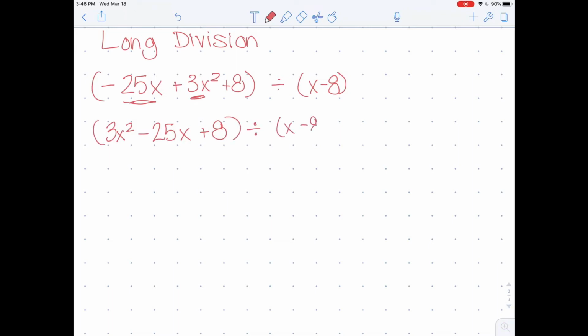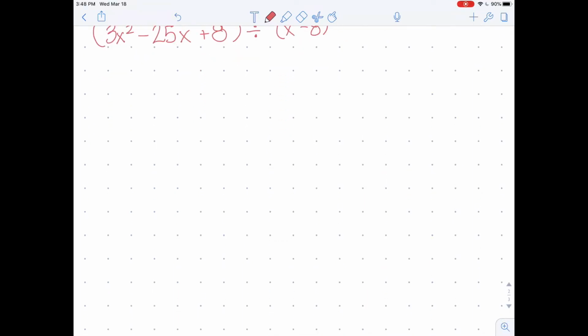x minus 8. Now that we know that, okay, so we're going to write this in our division bar. 3x squared minus 25x plus 8 divided by x minus 8. So I'm going to look at my two first terms. So just this x and this 3x squared. I'm going to say, what do I have to multiply x by to get 3x squared? Well, I'm for sure going to need to use a 3. and it's got two terms, so it has to go after the second term here. And then to get to x squared, I'm going to have to multiply by an x.